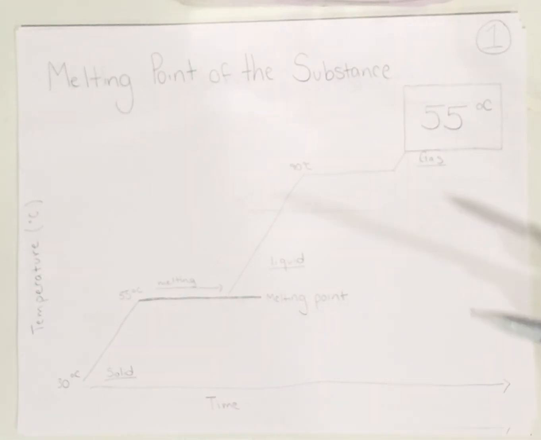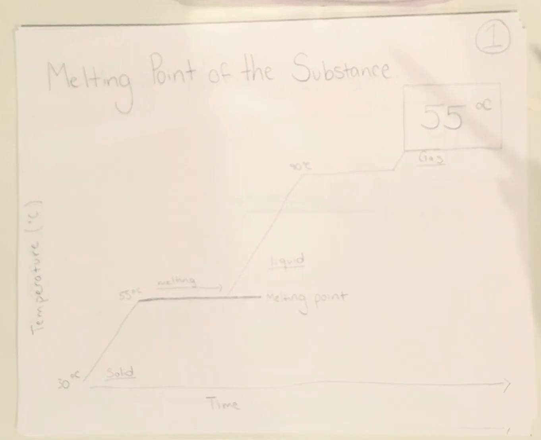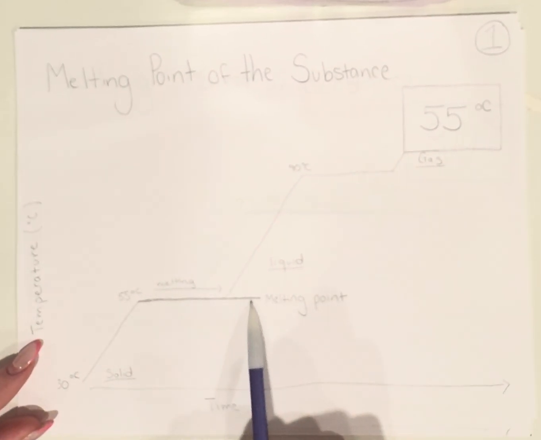Starting off with the first question, what is the melting point of the substance? So looking at my graph here, I said the melting point of the substance was 55 Celsius. And I believe that because when looking at the graph, you can notice this flat line right here, and right here indicates the melting point. And I know that this is the melting point because this is a flat line.